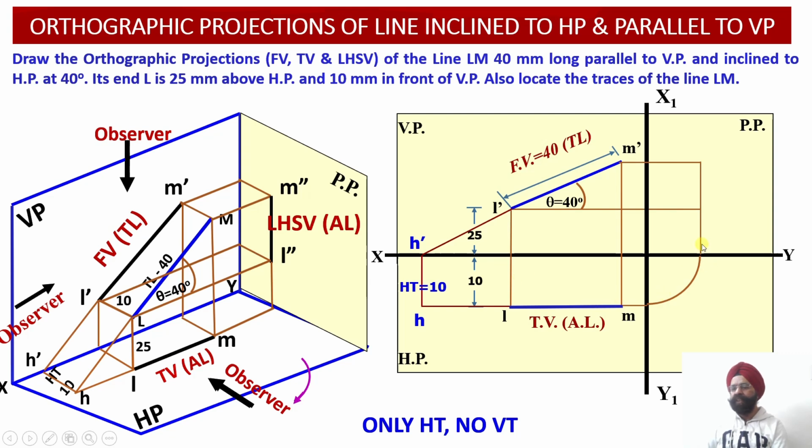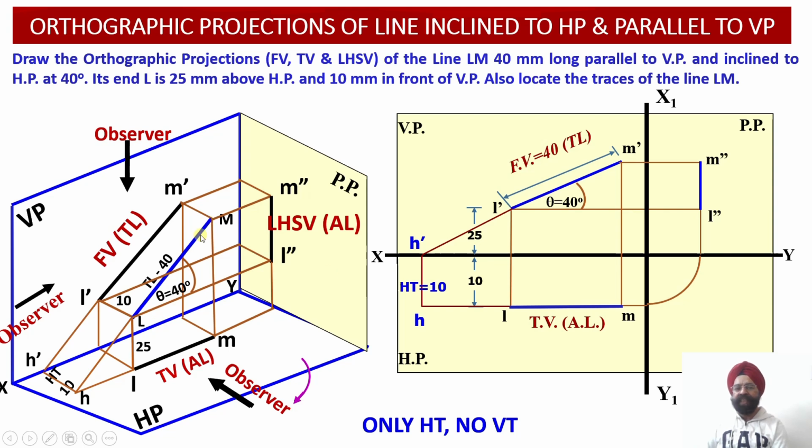Similarly, wherever this vertical projector line intersects the horizontal locus line drawn through the point M dash, this intersection provides us with the location of the point M double dash. So L double dash has been obtained, M double dash has been obtained. The two points corresponding to the apparent length projection of the line in the left hand side view have been obtained onto the profile plane.